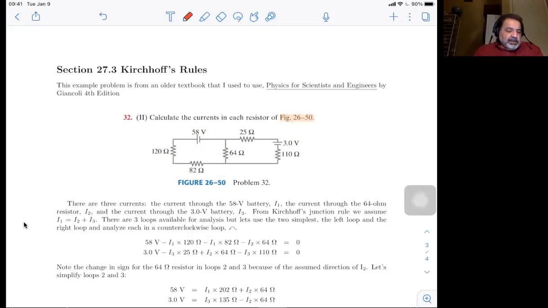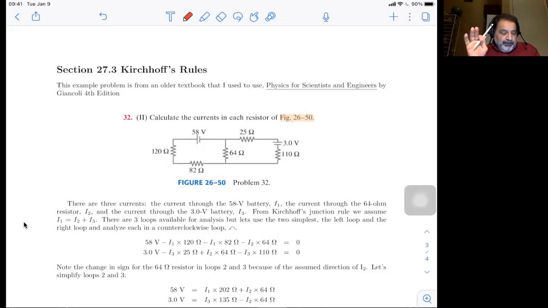So there are 3 currents. The current through the 58-volt battery, this one, I1, the current through the 64 ohm resistor, I2, and I'm going to assume that it's going this way, and the current through the 3-volt battery, this one here, I3. And the junction rule, these 2 will add up to this 1. So from Kirchhoff's junction rule, we assume that I1 equals I2 plus I3.